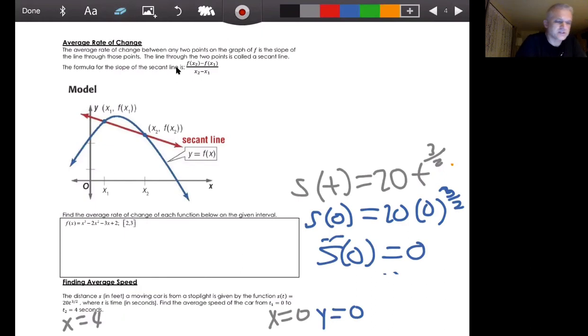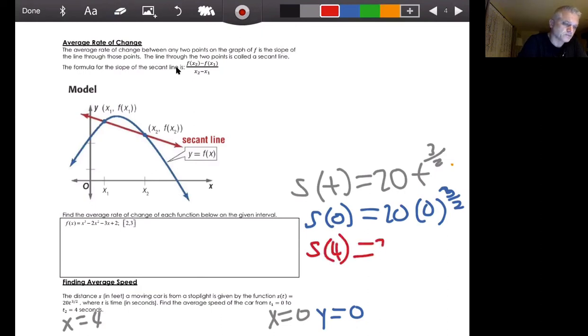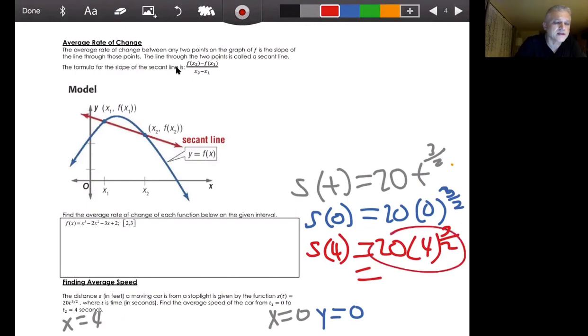What about when x is 4? When x is 4, what is S of 4? Ooh, big one. Okay, so 20 times 4 to the power of 3/2. Now we can go over how you can do this. This is not a difficult thing conceptually to do without a calculator, but if you did want to put that in a calculator, you could.